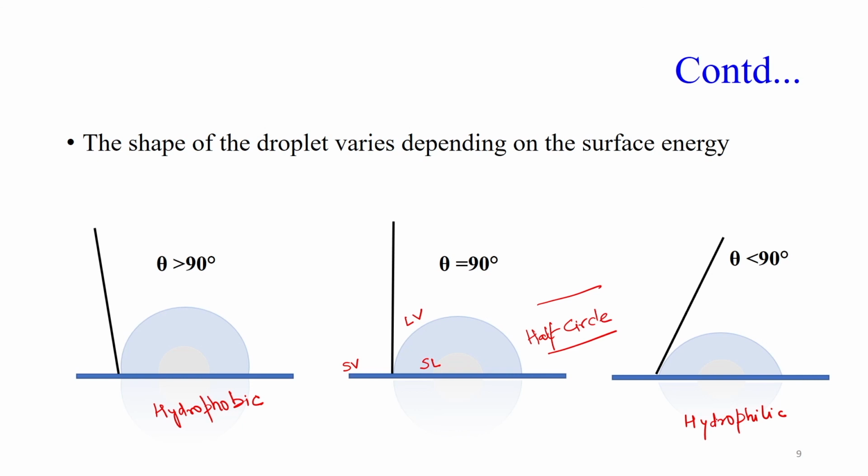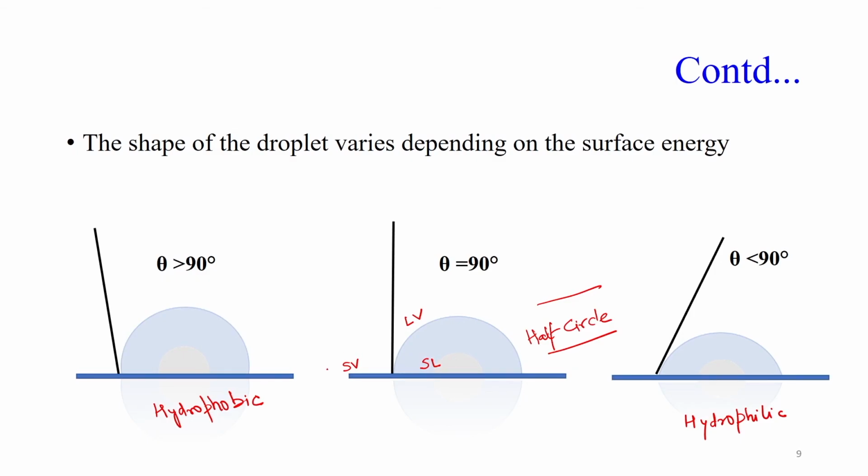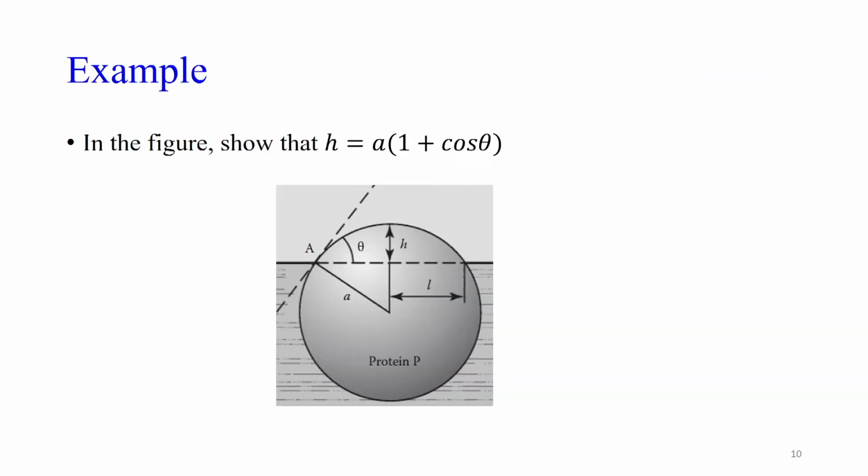So, if you want to analyze the contact angle, this is a very simple method. You put a drop of the liquid, wait for the equilibrium, capture the image and analyze the contact angle. And once the contact angle is known, now we can recalculate the values of the solid liquid or the solid vapor interfacial tensions. So, this was the tangent method.